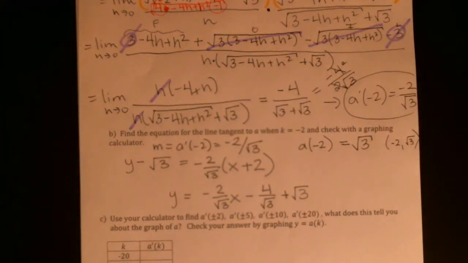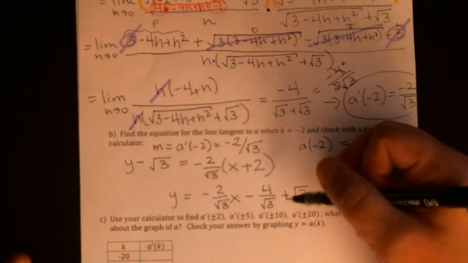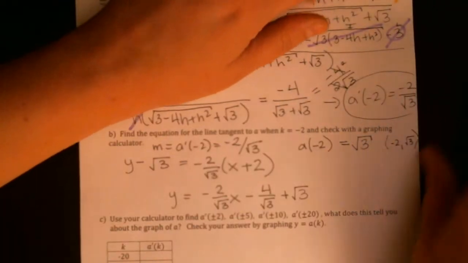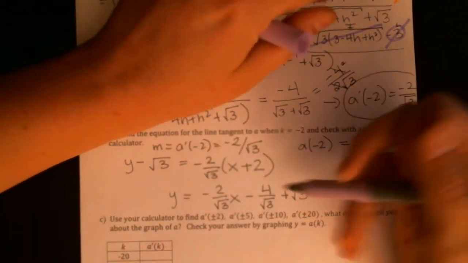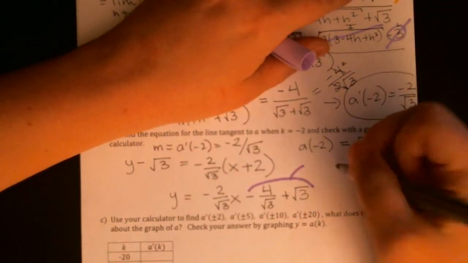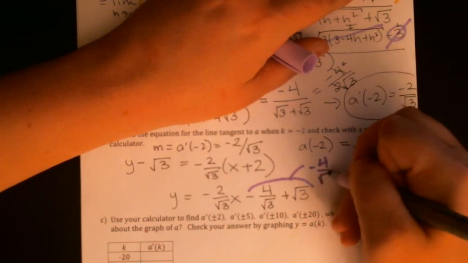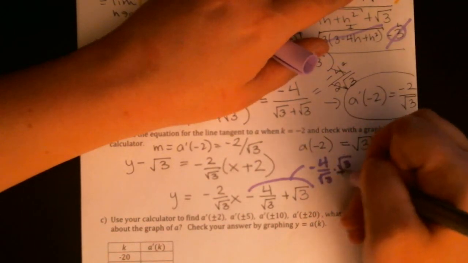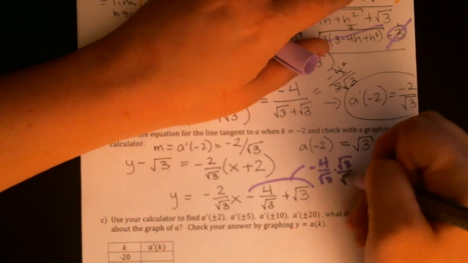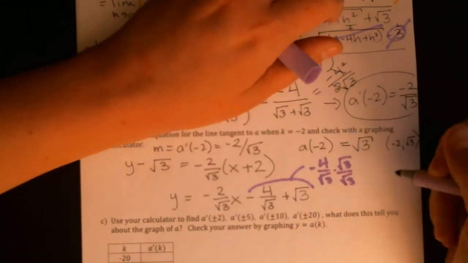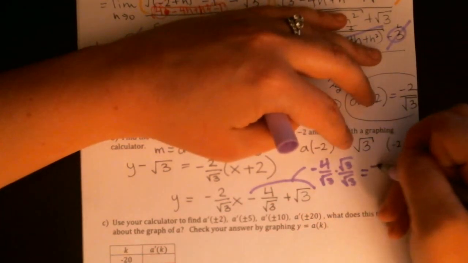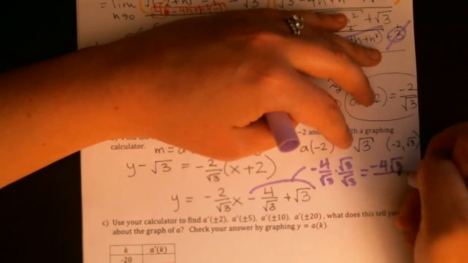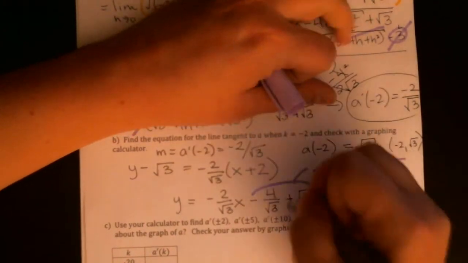And I'm actually fine with that, but I will say that you could do a little bit of cleanup here. So let me do a different color so you can see that this is some scratch work. Negative 4 over root 3 plus root 3. You could rationalize the denominator there. Root 3, multiply top and bottom by root 3, and you would get negative 4 root 3 over 3. And then you could make this a 3 root 3 over 3.